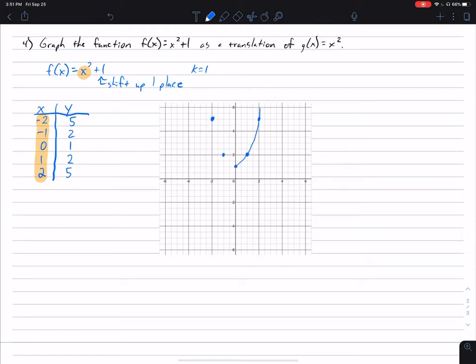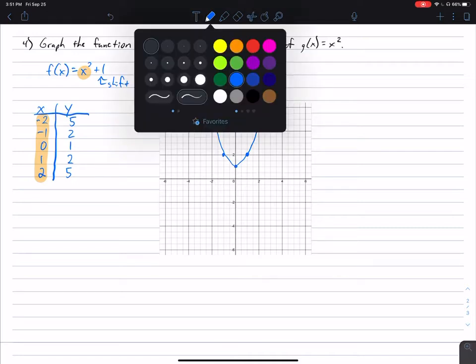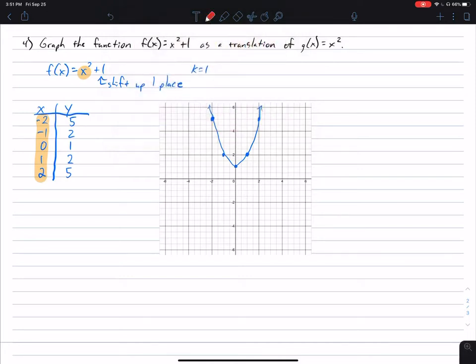All right, so connect these. Get a little sketch of our curve. Again, not perfect, but it's going to do, and that's all they're asking us to do. Graph the function f of x equals x squared plus 1 as a translation of g of x equals x squared. So the x squared, that original one, I'm just going to draw a quick little sketch of where that was. That original one, all those major points were one place lower.